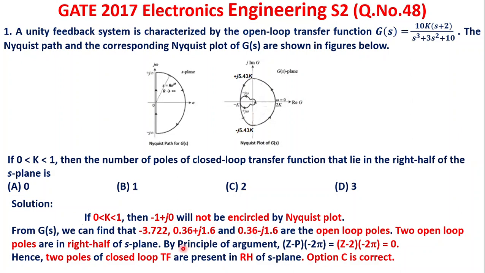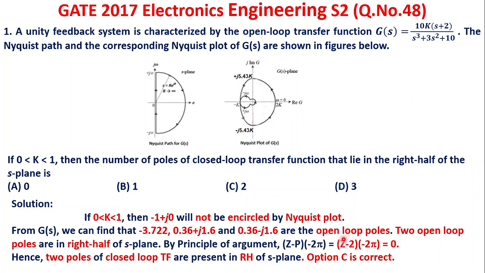Therefore, if we apply the principle of argument, (Z - P) into -2π equals N. So P is equal to 2, that is the number of open loop poles in the right half plane. Z means zeros of 1 + G(s), that is the closed loop poles. So (Z - 2) into -2π, since K is less than 1, -1 is outside the Nyquist plot, therefore the encirclement is 0. Therefore, in order to have 0, Z should be equal to 2. Then only (2 - 2) into -2π is 0. That means 2 zeros of 1 + G(s) are present in the right half of the S plane.